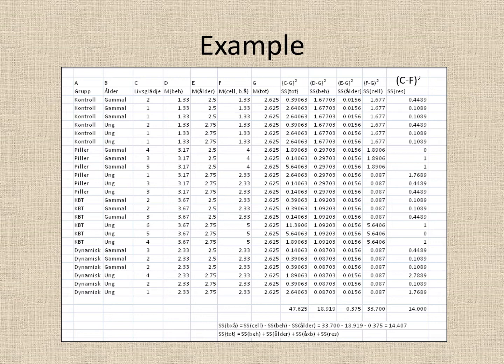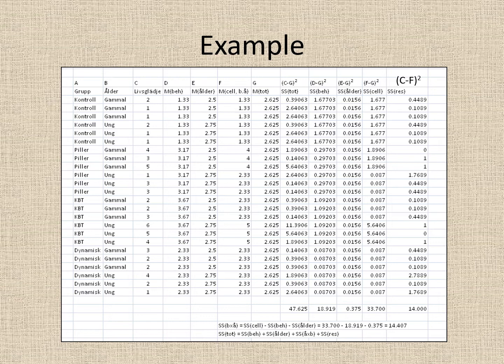In the last column we take in each row the individual person's value in the C column minus the cell mean in the F column. We take that difference, we square it, and we do this in each row and take the sum. That's 14. That's our residual sum of squares, our error sum of squares. It's the variation in life satisfaction that can be explained neither by treatment, neither by age category or their interaction.